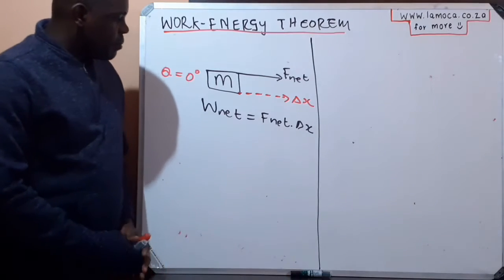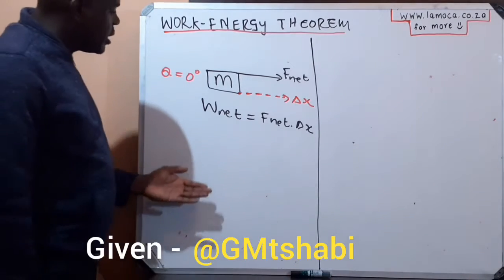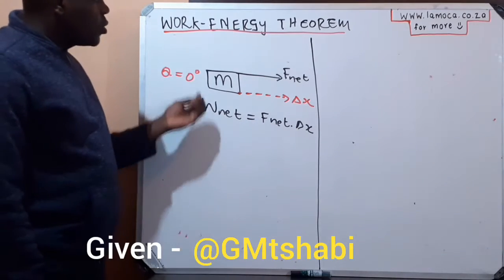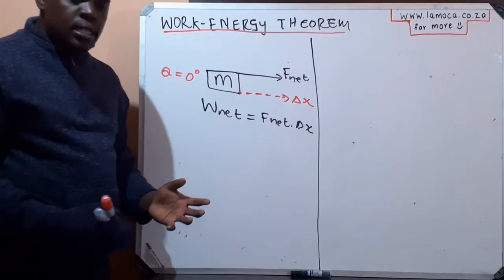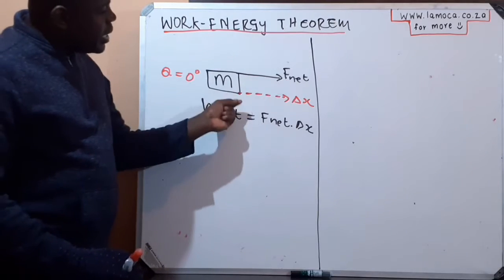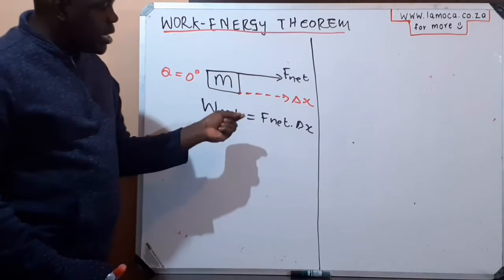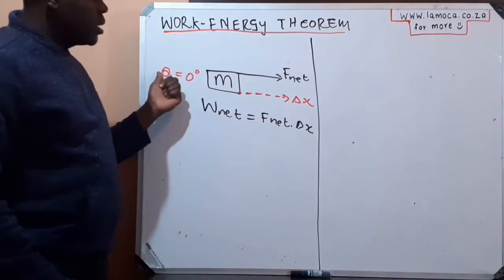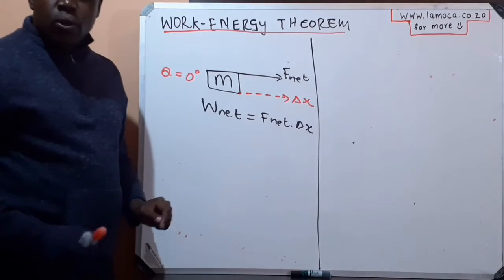So the last time we came to a conclusion that the work net is equal to F net delta X. So it means after we've summed all the forces, the net force will be in the direction of the object's displacement, and the angle theta between the net force and the displacement will always be 0. That's why we came to this particular conclusion.